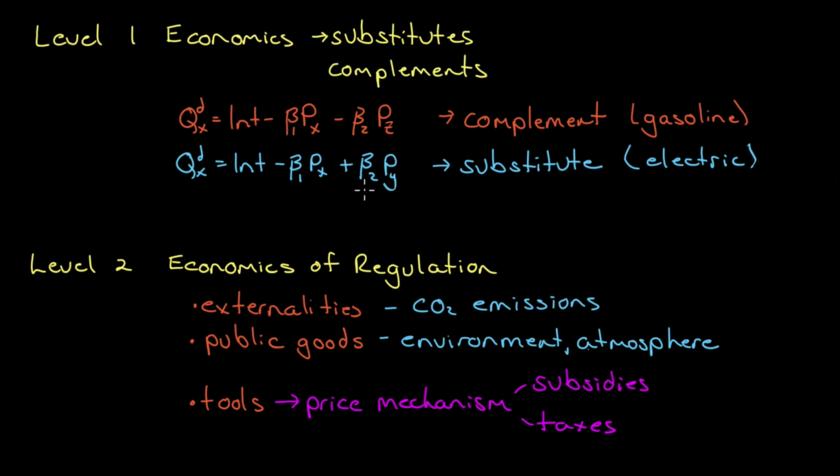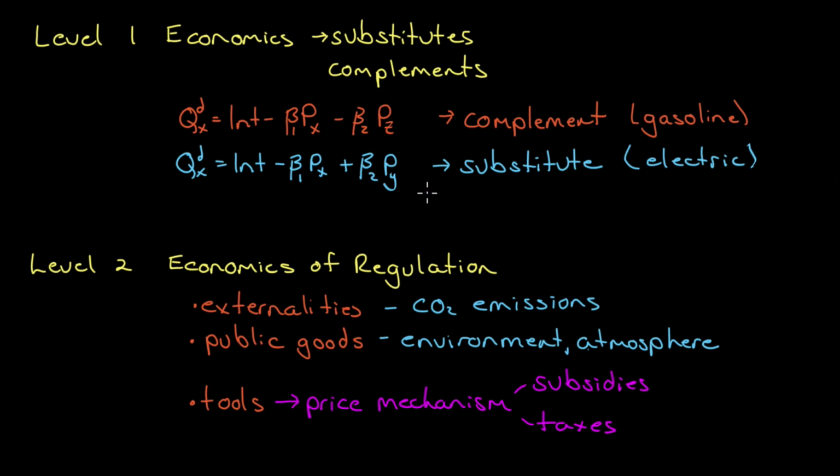And notice we have a plus sign in front of the beta 2 here, which means that as the price of electric vehicles increases, it increases the quantity demanded for internal combustion, because we have a plus sign there, right? A negative sign in front of another price means we have a complement. A plus sign means we have a substitute. We've learned that in level 1 microeconomics.